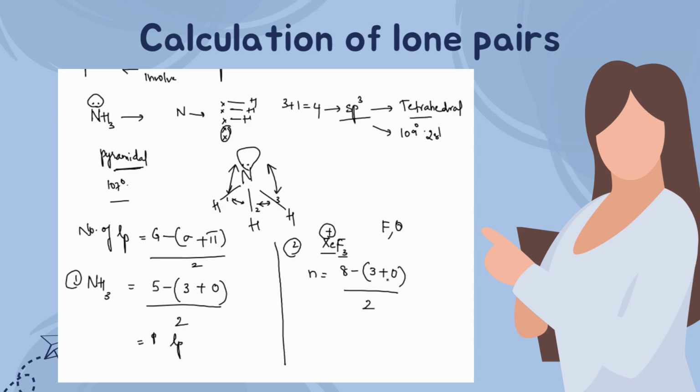Now this is 5 by 2. You cannot have a lone pair in a fractional value. Where did we go wrong? Here there is a positive charge. You need to remove one electron from this. So instead of 8, here it has to be 7. Now you'll get the correct number. 7 minus 3 is 4 by 2, which is equal to 2 lone pairs.